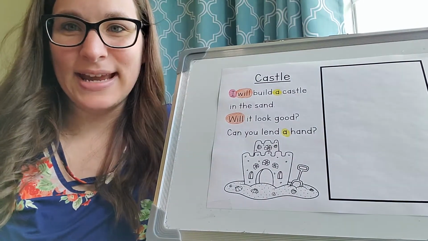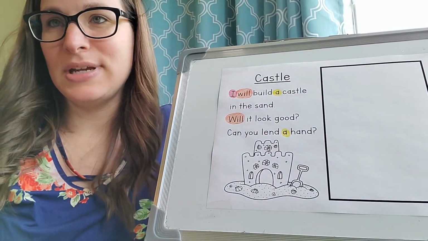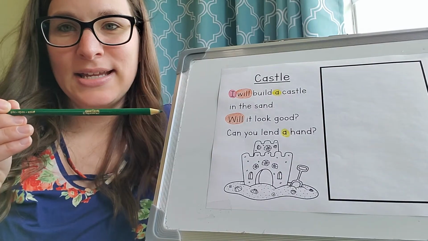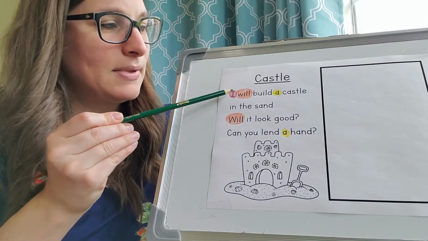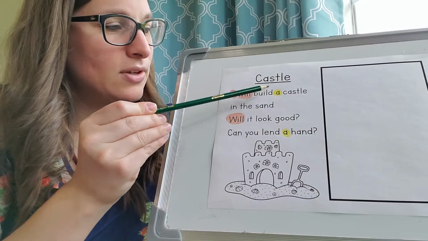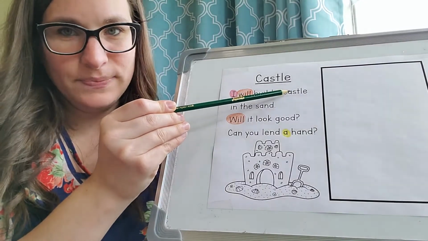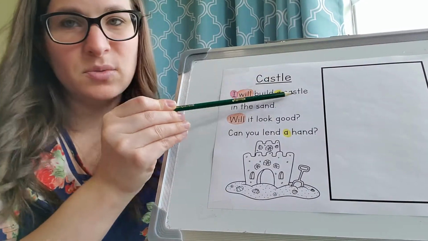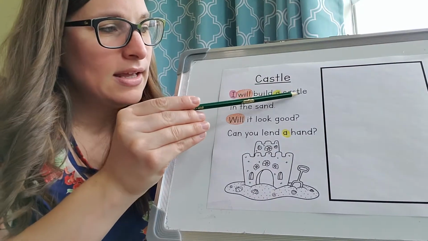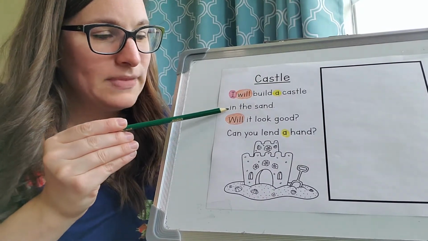I'm going to put my yellow down, and I'm going to pick up my green. My green. And I'm going to come back up here. I will build a castle. We already said that castle was not a sight word. Next row, in.